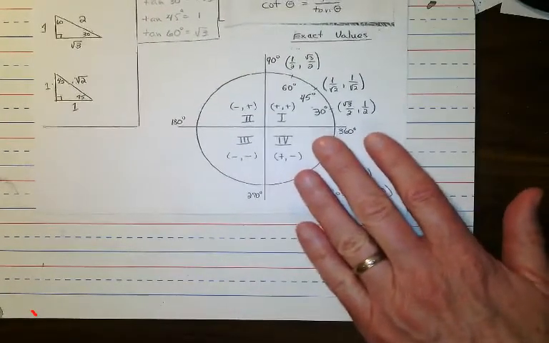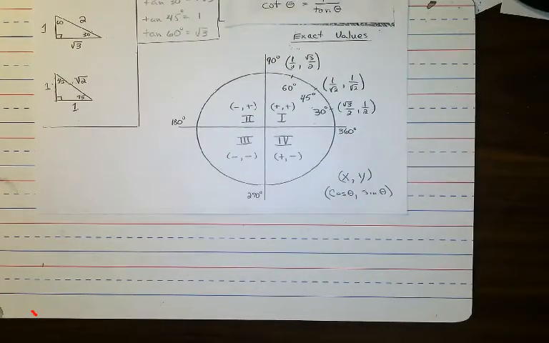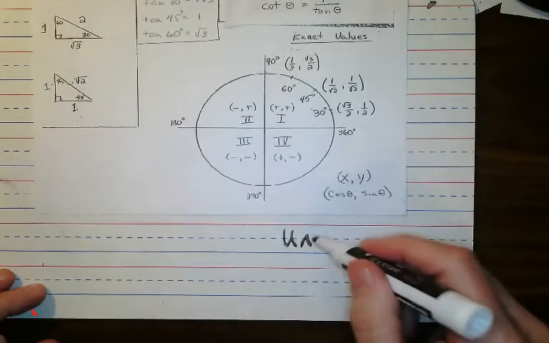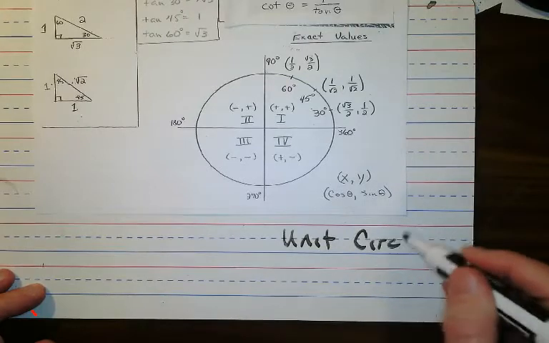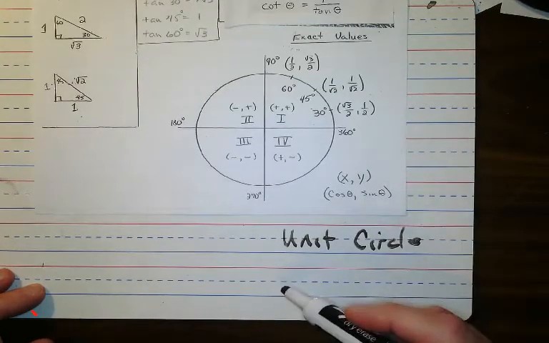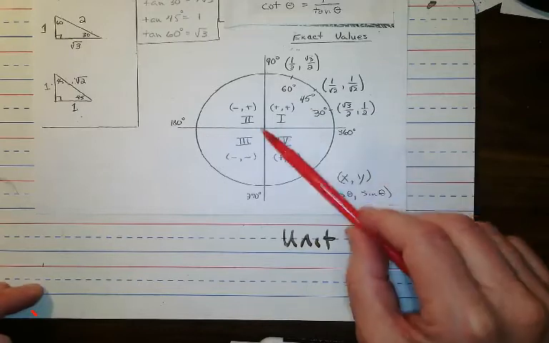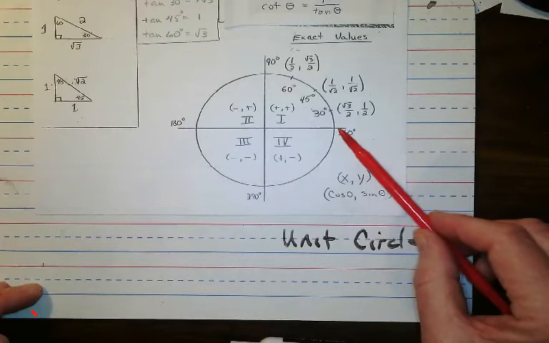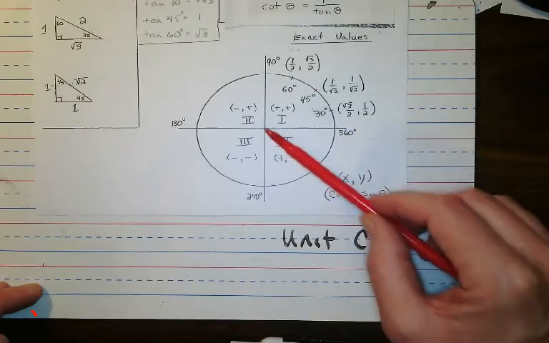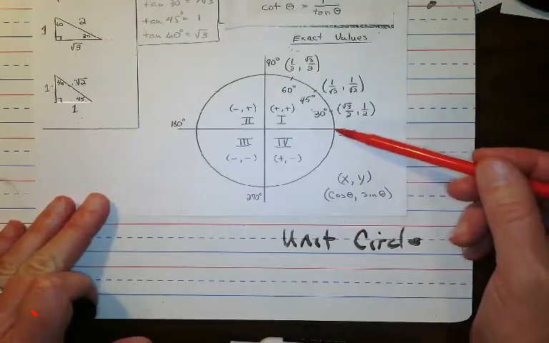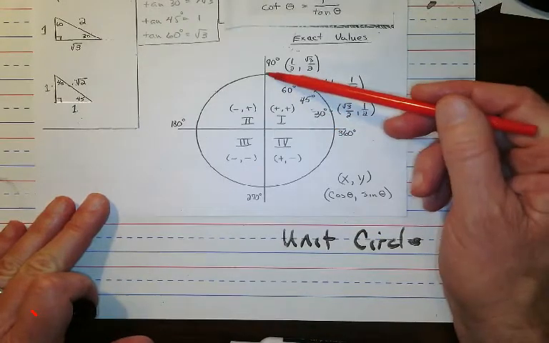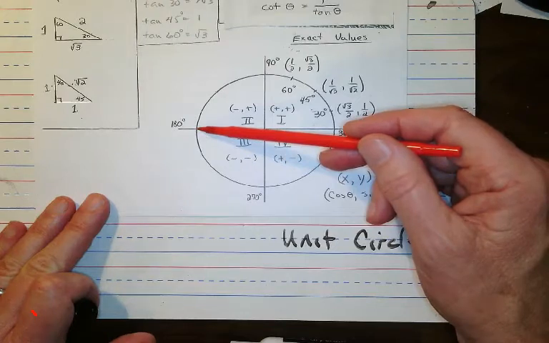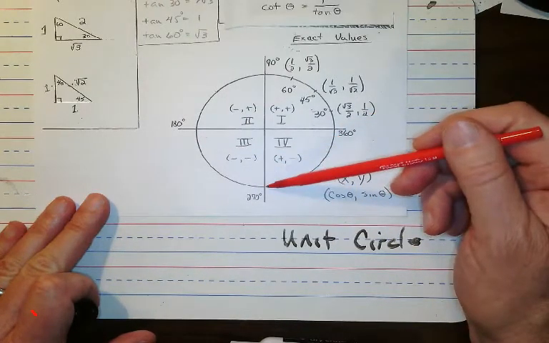Okay, we are doing the unit circle. The unit circle, what does that mean? Well, the unit circle means that the radius of the circle from the center to the edge is 1. The radius is 1. So no matter where I measure this, it's 1. So this is 1 right here, 1 comma 0. This is 0 comma 1. This one's negative 1 comma 0, 0 comma negative 1.